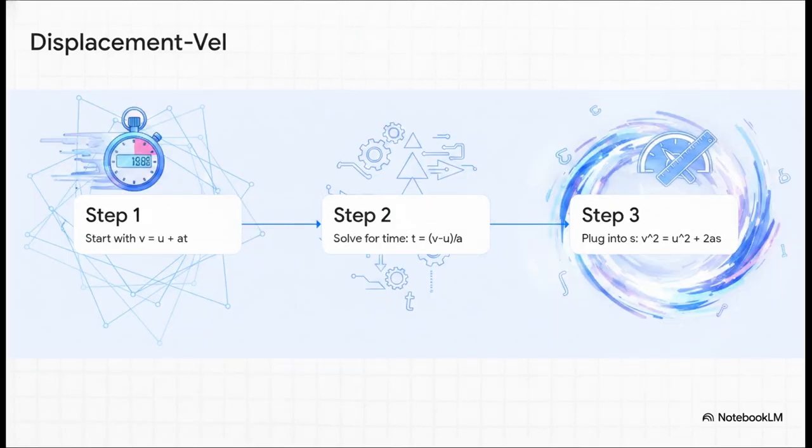And that brings us to the displacement-velocity relation. What if you don't know the time? No problem. We take our first equation, rearrange it to solve for time t, and plug that expression into our basic displacement formula. Simplify the math, and you get v squared equals u squared plus 2as. It's an incredibly powerful tool because it links speed, acceleration, and distance, and you don't even need a stopwatch.